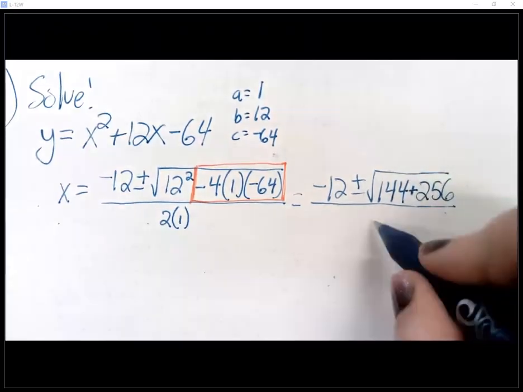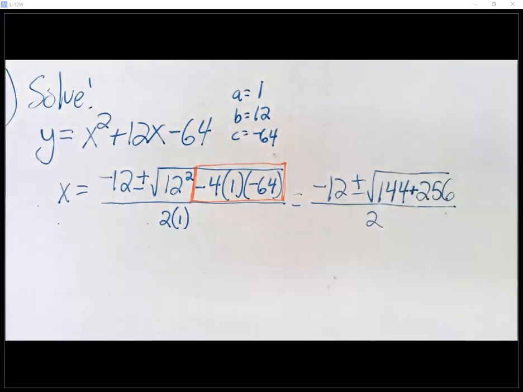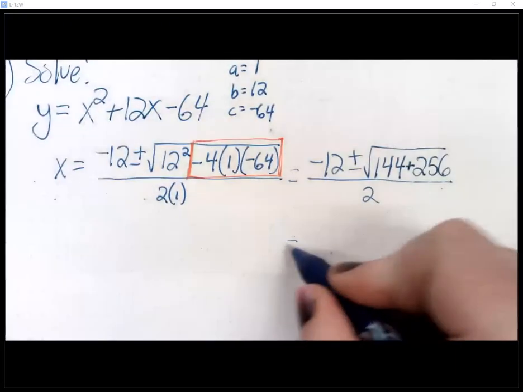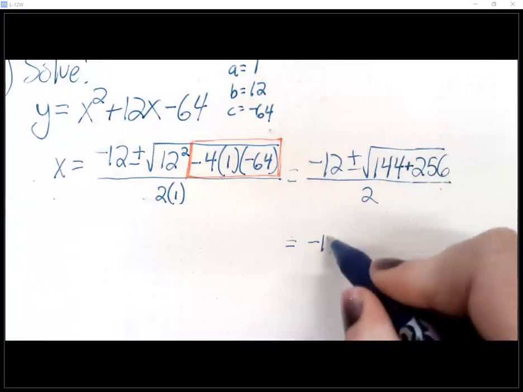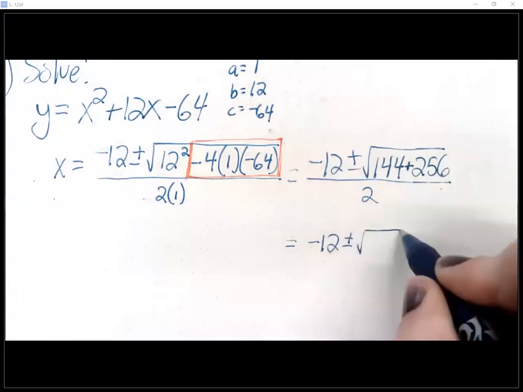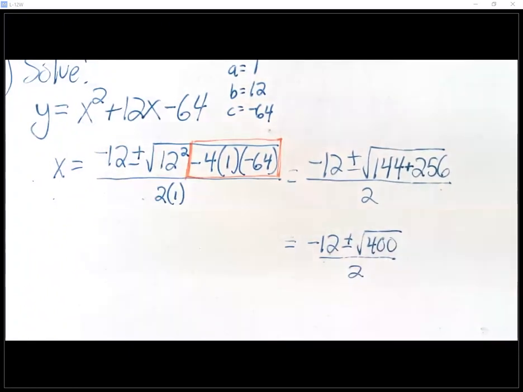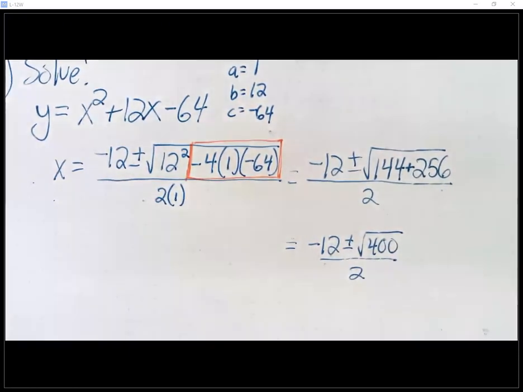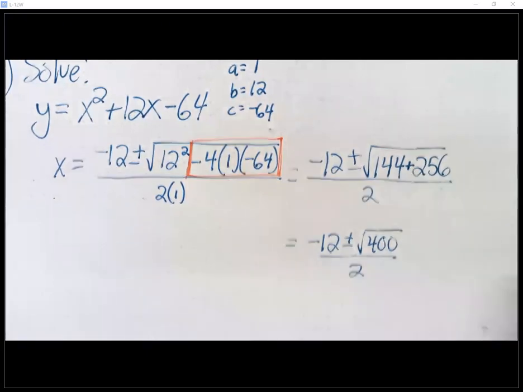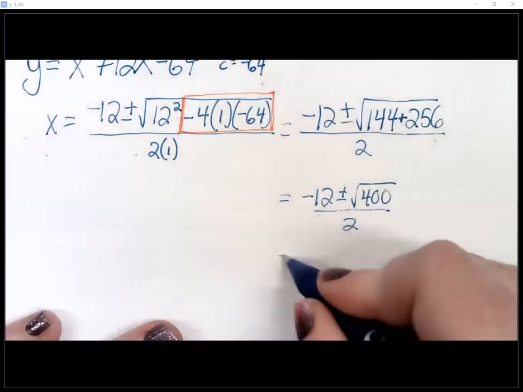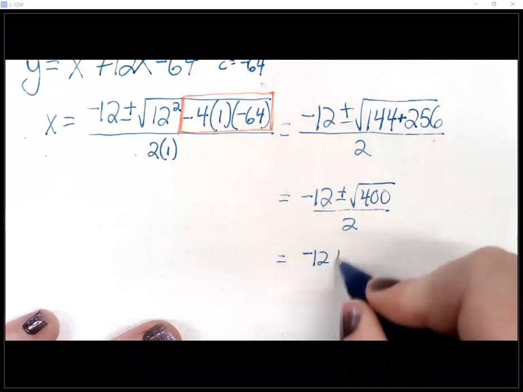And now I just keep evaluating. I got to add 144 and 256 together, and that gets me 400. So now I'm here: negative 12 plus or minus the square root of 400, all over 2. We get lucky this time because the square root of 400 is just 20. So this is now negative 12 plus and minus 20 over 2.